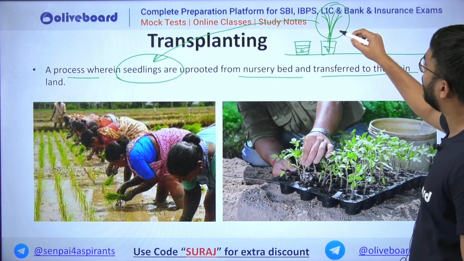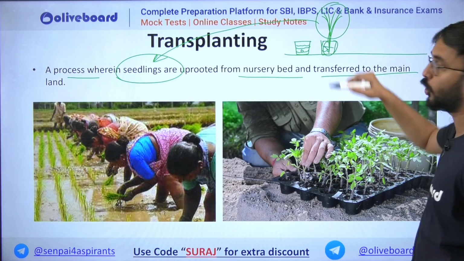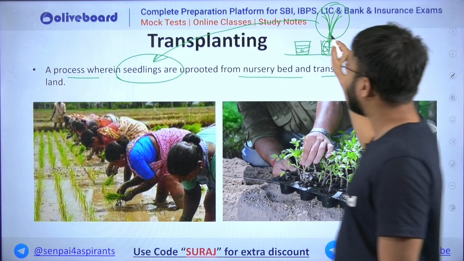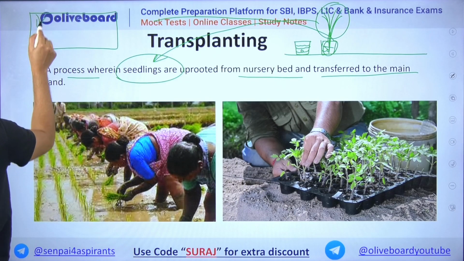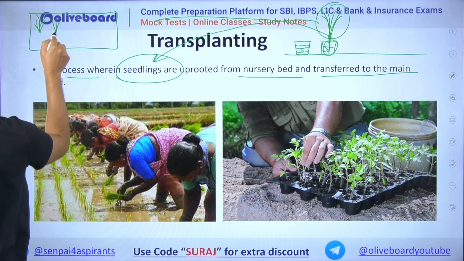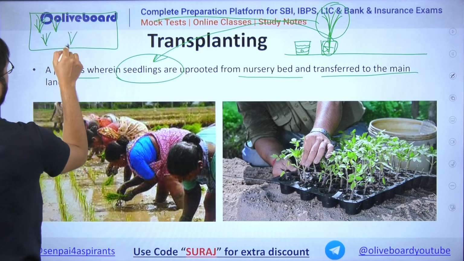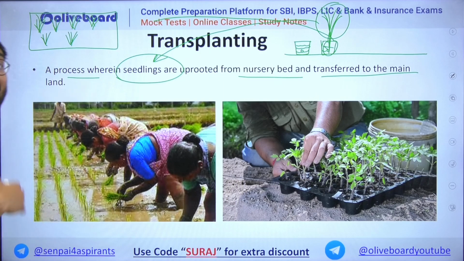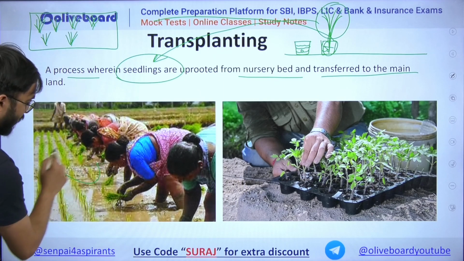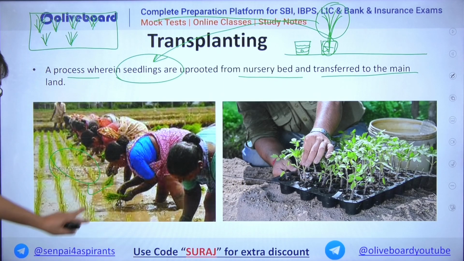After a particular time, you remove this seedling from this vase and you take it to your field and you transplant it onto the field. In such a way, you will transplant multiple seedlings which will grow into saplings. So this seedling transplantation which grows into saplings, that is called your transplanting.